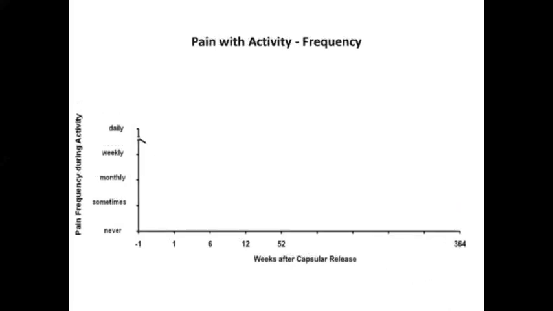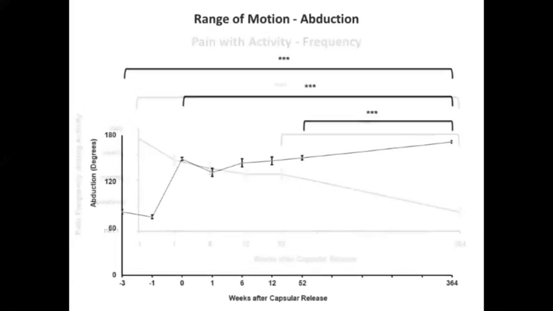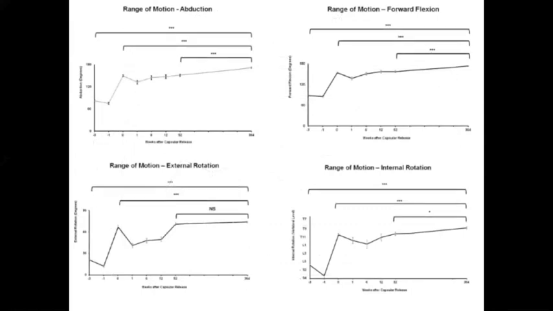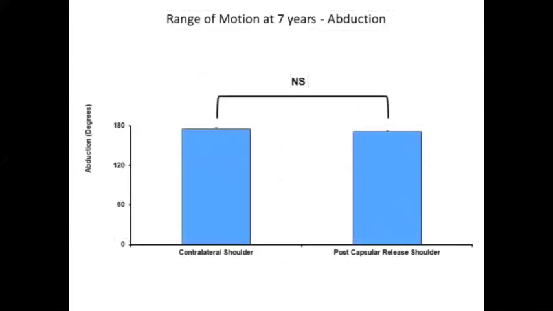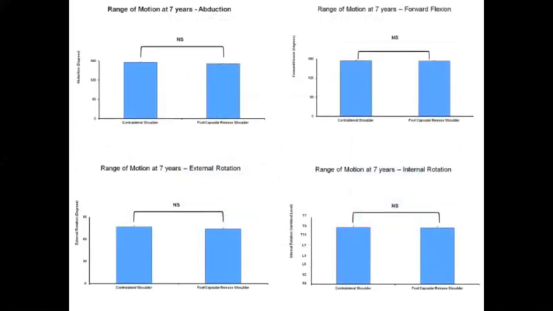There was a similar reduction in frequency of pain from daily to weekly by 1 week, and then continued to improve to almost no pain at all. There was a significant immediate improvement in range of motions in all directions, like our patient today. And this motion was maintained and was very similar to the contralateral side at the long-term follow-up.